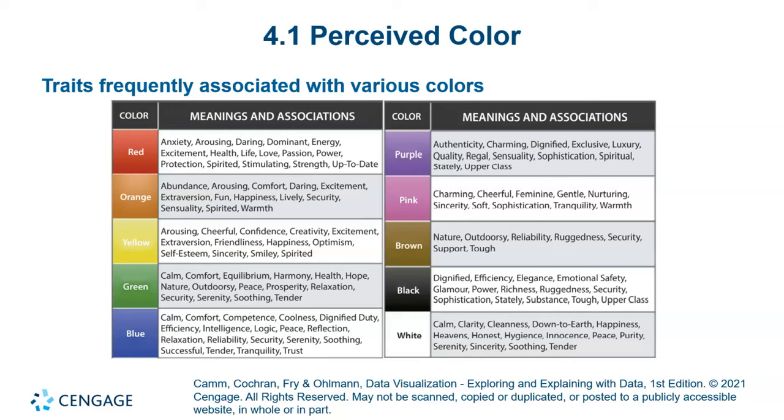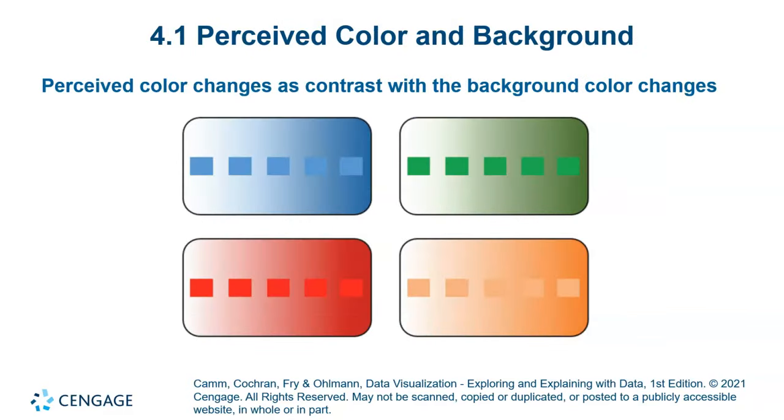Perceived color, as I told you, every color has its different meaning. Red has anxiety, arousing, daring, dominant, energy, excitement, health. Orange has abundance. Yellow is cheerful. Green is calm, comfort. Blue is calm, comfort as well. Purple is authenticity, charming. Pink is charming, cheerful. Brown is nature, outdoorsy, reliability. Black is dignified, efficiency. White is calm and clarity. So different colors have different meanings according to psychology.